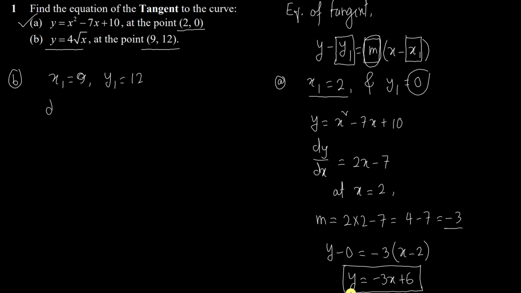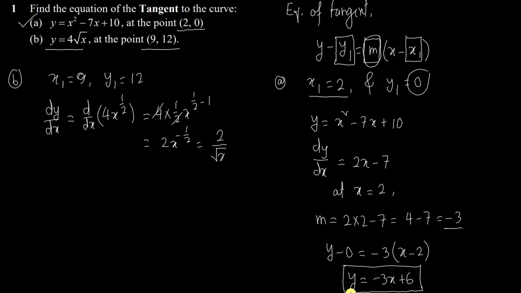First differentiate it, the expression dy by dx, which is d by dx of, we can write the expression like this, 4 x to the power half, because it is written as root x. If we differentiate it, we get 4 into half x to the power half minus 1, which finally you can write as 2x to the power minus half. It gives us 2 by root x.